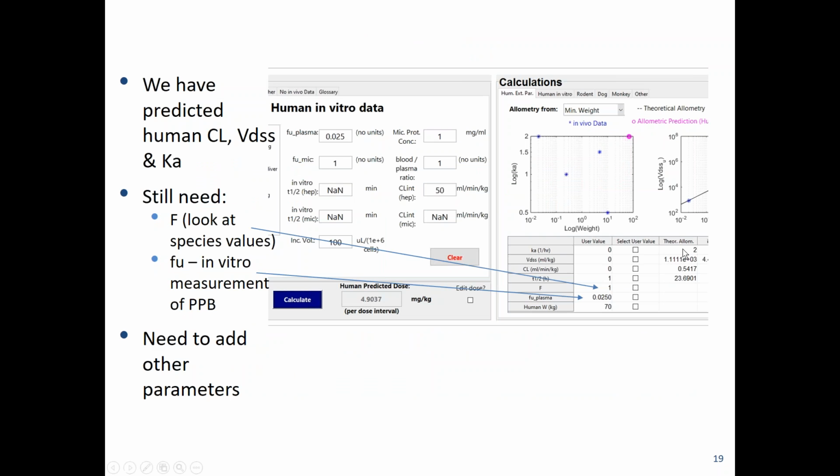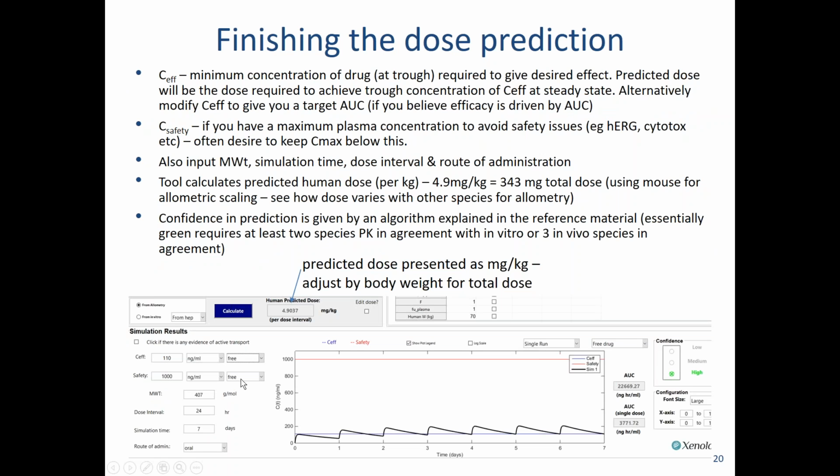So far we've got predicted values for human Ka, volume and clearance from allometry, and then we need to know something about the bioavailability. This is quite a hard thing to predict. It might be most easily obtainable by looking at the bioavailability for other species. The free fraction in plasma, hopefully you've measured that in vitro, and of course the weight that you're predicting for. And then finally, the other parameters that we need to add in are the efficacious concentration.